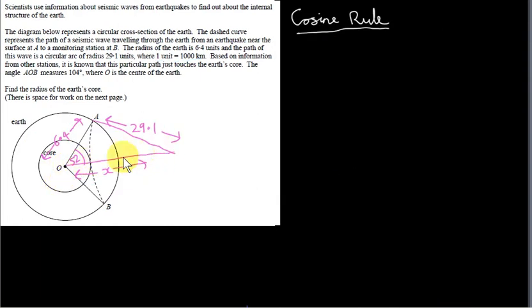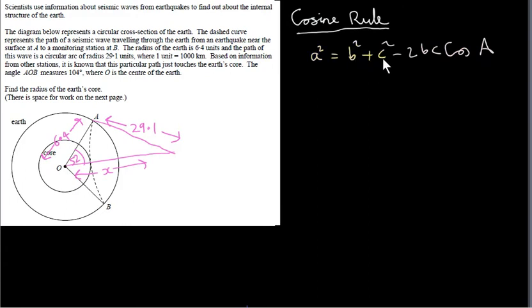Another way that we can find x in this triangle is to use the cosine rule. What does the cosine rule say? It says that for little a, which is a side, a squared equals b squared plus c squared. So the small letters are sides, minus 2bc cos capital A.